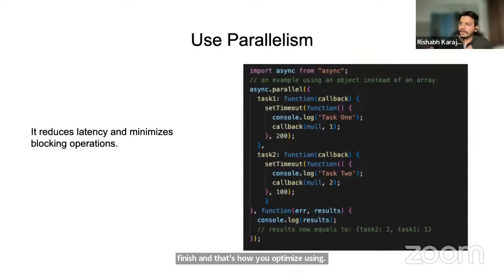As much as possible, use parallelism in your code, right? We did see an example of parallelism using the cluster module, but we can also use async.parallel to parallelize tasks defined within your code. The end objective is to reduce your latency and minimize blocking operations.